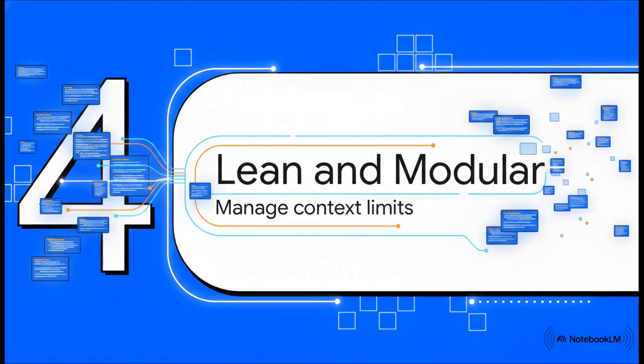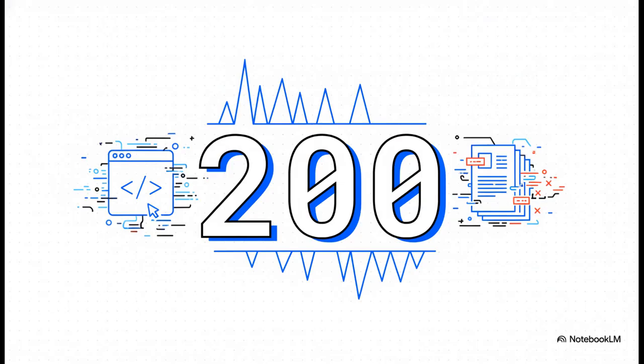Section 4. Keep it lean and modular. Here's how we manage context limits. Anthropic highly recommends keeping your master Claude.md file under a strict limit of 200 lines. Look, a bloated instruction file just burns right through your token limit before the real work even starts.